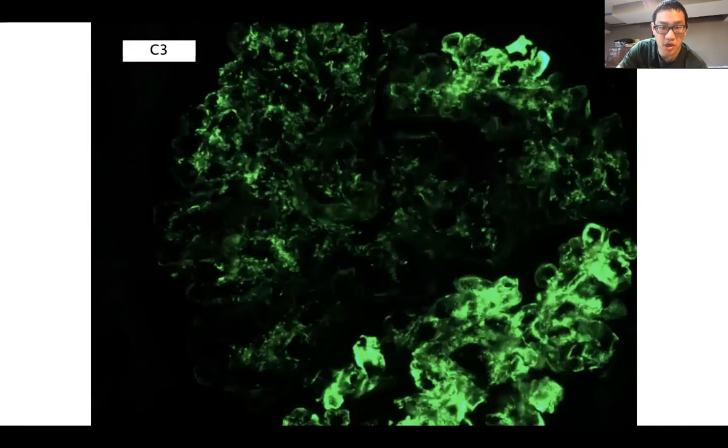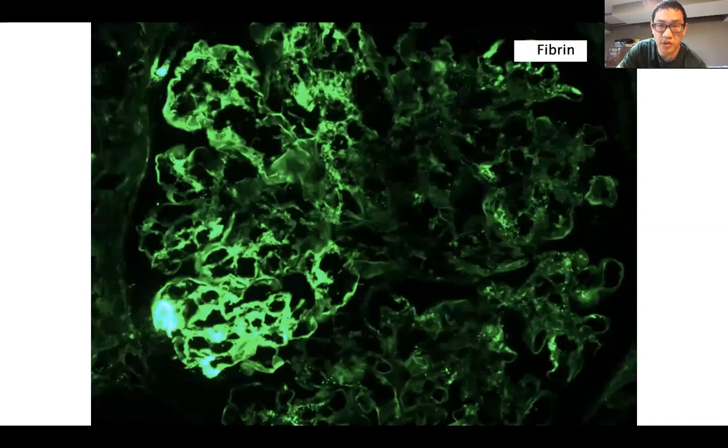Okay. And that fits with kind of what we saw on the H&E. So there was also C3 staining in this case, despite the fact that the complement levels were normal. And you can actually do fibrin staining on IF. So that area of fibrinoid necrosis that we saw, here's an area of fibrinoid necrosis and what would it look like if you did a fibrin IF stain. You don't have to do this, but you can if you're not sure what you're looking at.